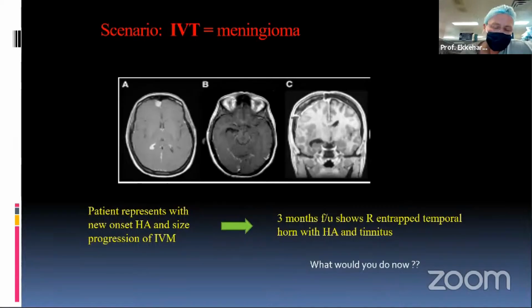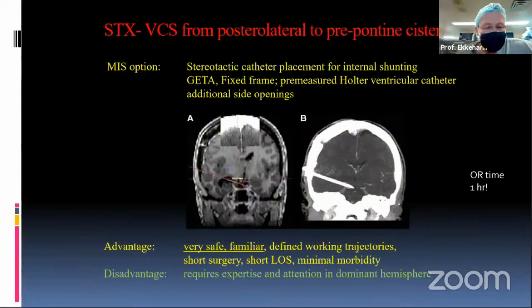We thought maybe this is inflammatory. It didn't go away. And after 3 months, she came back and said, I want to get this treated, but I really don't want to have open surgery. So we decided on a stereotactic catheter placement for internal shunting. And although this may sound like technical overkill, I think it's a very safe procedure for someone who is familiar with stereotactic techniques. It gives you defined working trajectories. It is a very short surgery, with a very short length of stay and minimal morbidity. And it's all about pre-surgical planning.